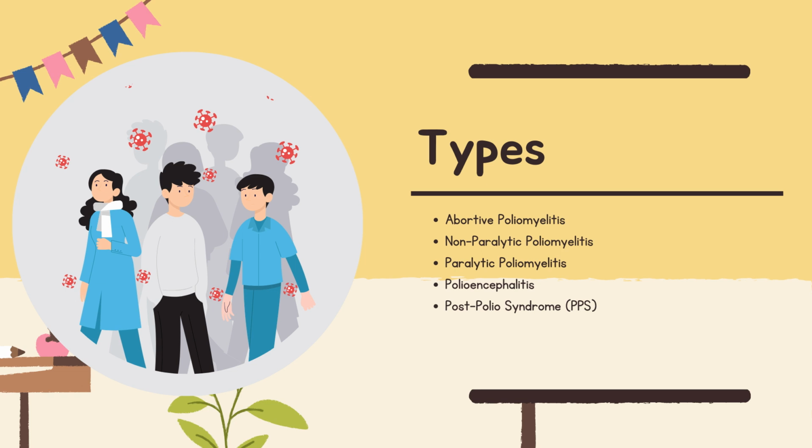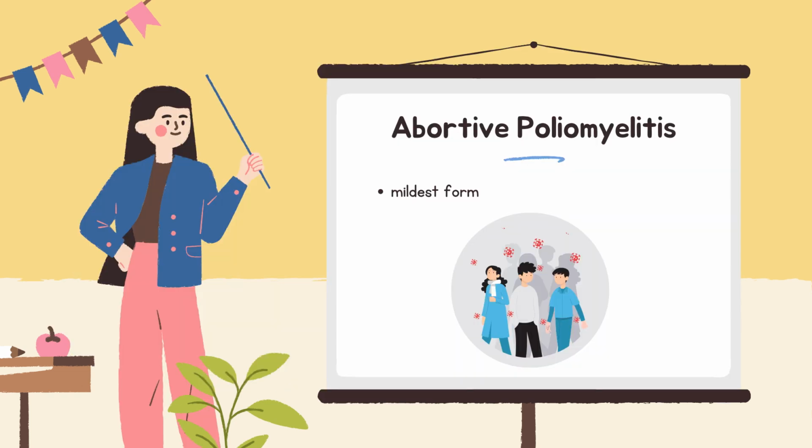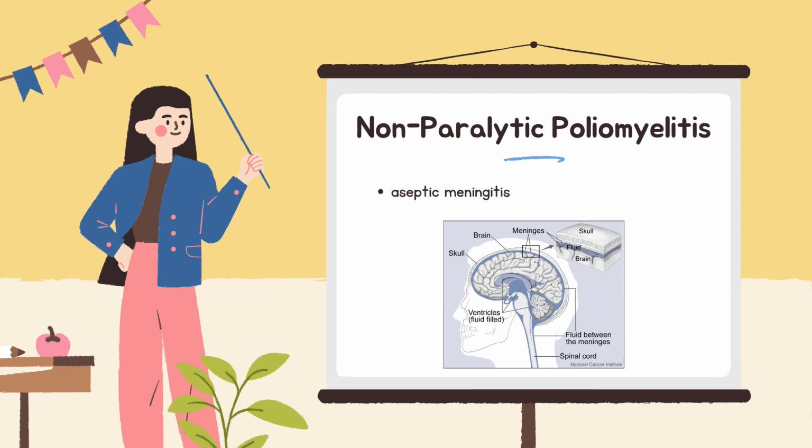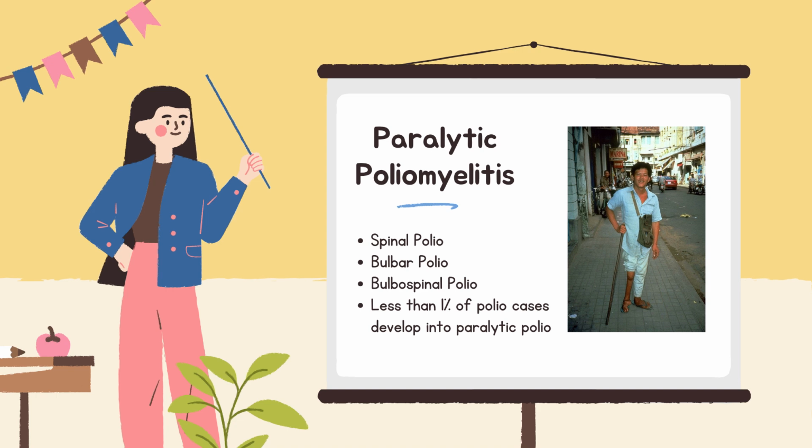Types of polio. Polio affects the body in different ways, depending on where the poliovirus spreads. The main types of polio include abortive poliomyelitis, the mildest form, causing flu-like symptoms and intestinal issues. It lasts only a few days and does not cause long-term problems. Non-paralytic poliomyelitis can lead to aseptic meningitis, swelling around the brain, causing more severe symptoms than abortive poliomyelitis. Hospitalization may be needed. Paralytic poliomyelitis, the most severe form, is where the virus attacks the brain and spinal cord, leading to muscle paralysis. It can affect breathing, swallowing, and limb movement.